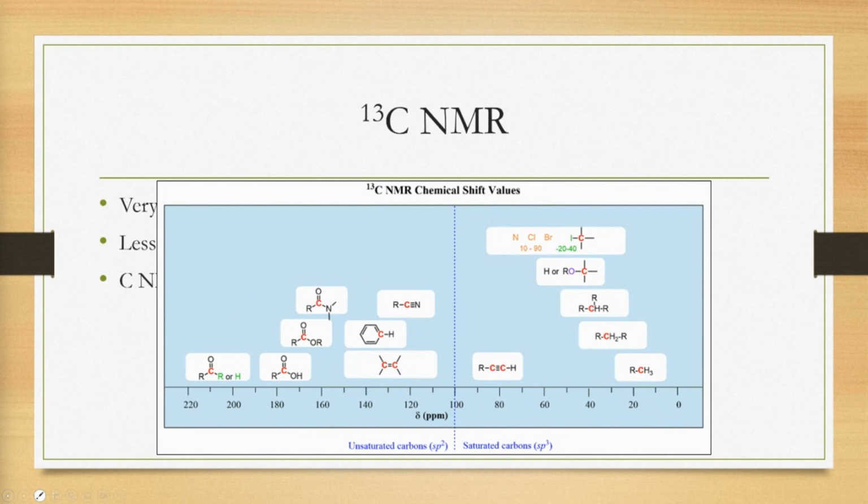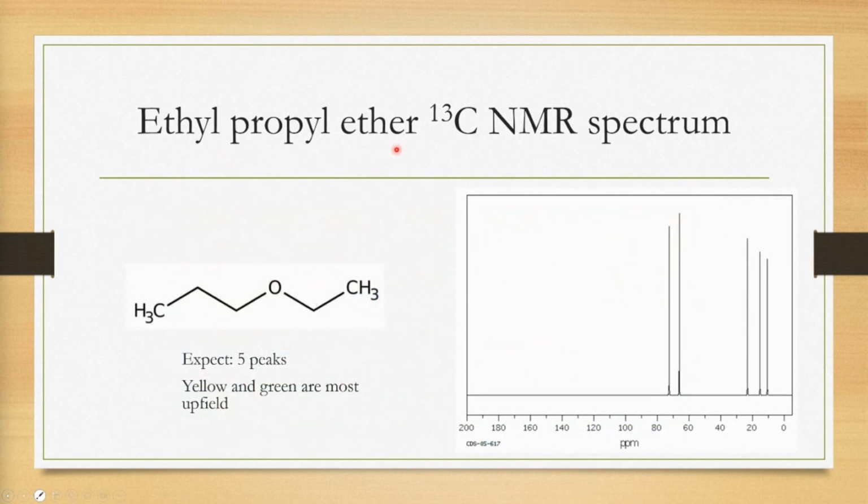So I just want to do one example for carbon NMR. We're looking at ethyl propyl ether. So this is an ether because we have an oxygen bonded to two carbon chains. One is an ethyl group, so CH2, CH3, and the other is a propyl group, CH2, CH2, CH3. And here I have the carbon NMR spectrum. And you can see it's really difficult to tell the splitting of these peaks. So for this example, we will just be determining if this molecule matches the spectra based on number of peaks and peak location.